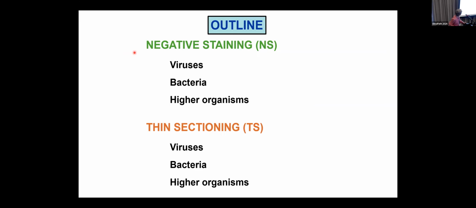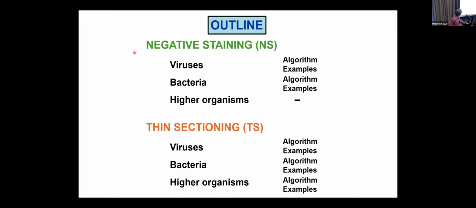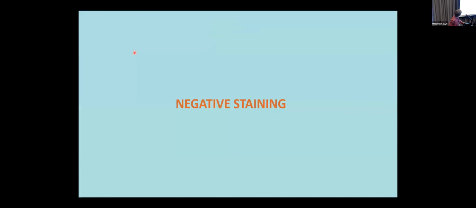With that said, with each different category of critters, I will give you a rule, an algorithm for looking for these things, and then I'll give you some examples of each one. So that's where we're going this morning, the outline. First, negative staining.